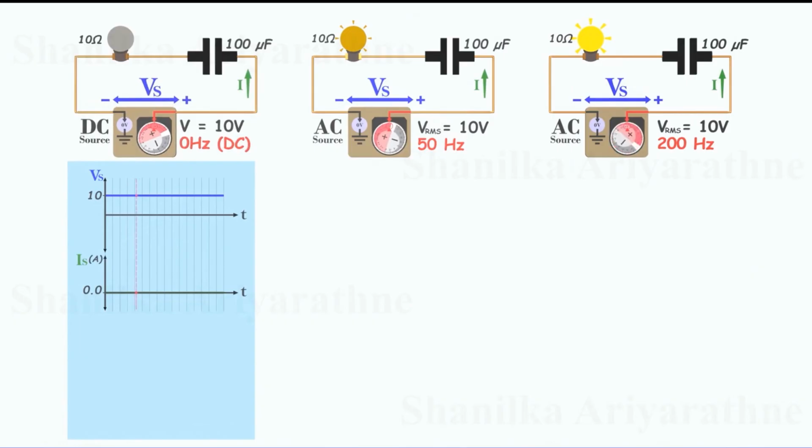When the frequency is 0 Hz, which means DC, we can observe that no steady current flows through the circuit. At first, there may be a very tiny burst of current while the capacitor charges up, but once the capacitor becomes fully charged, the current stops completely. That's why the light bulb stays off.